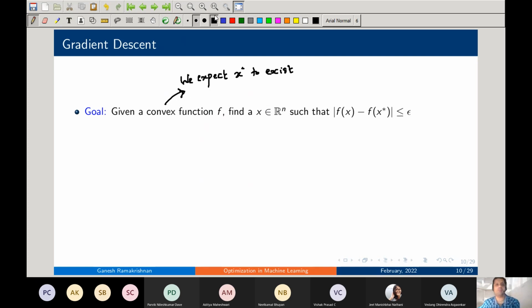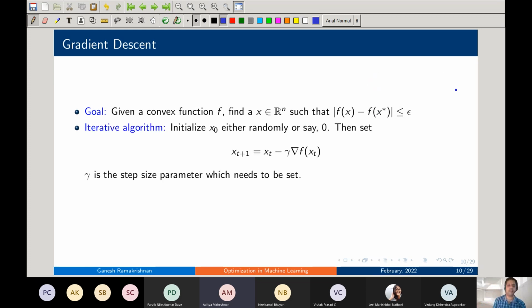And just to mind the notation very carefully, x star will typically refer to the argmin. Okay, argmin is the x that minimizes f(x). Okay, this is the whole idea. Iterative algorithm: initialize x naught either randomly or say to 0, then set your next iterate x_{t+1} to x_t minus some gamma times the gradient. So this is the gradient descent algorithm.